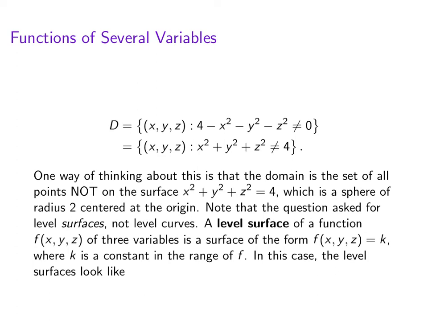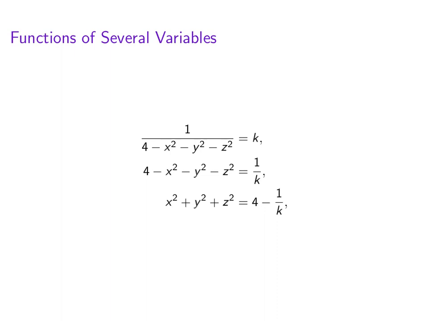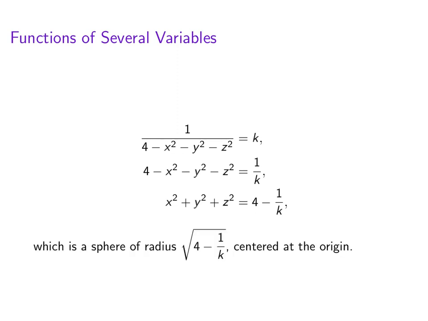Now, in the case that we're dealing with here, let's look at what the level surfaces are. We'll look at them algebraically. We take the function and set it equal to k, do a little bit of algebraic manipulations, and we end up with x squared plus y squared plus z squared equals 4 minus 1 over k. This is a sphere of radius square root of 4 minus 1 over k centered at the origin.